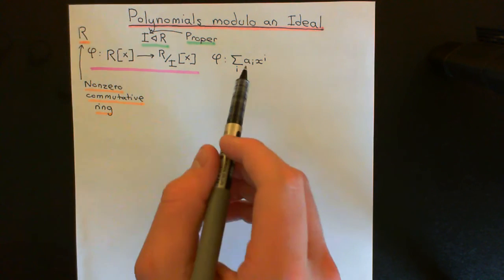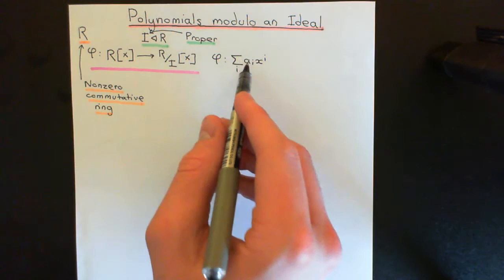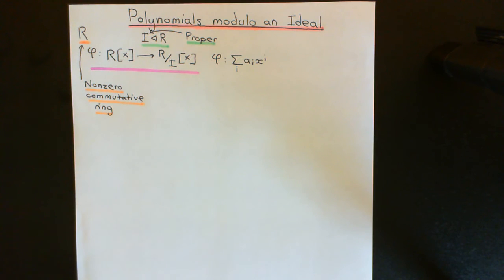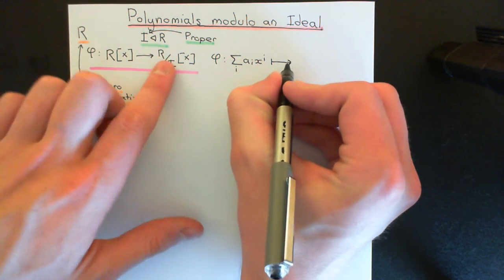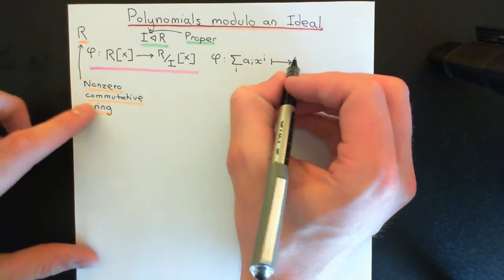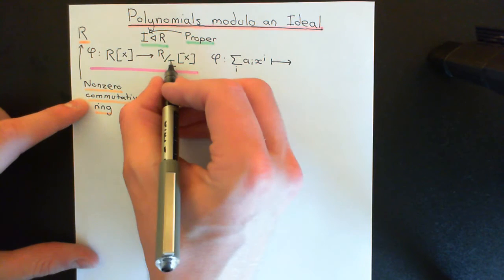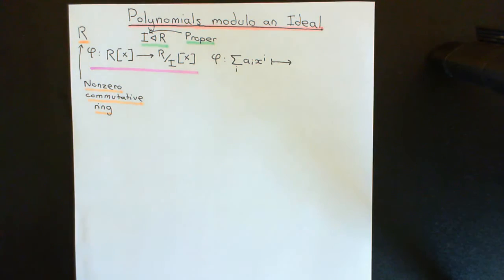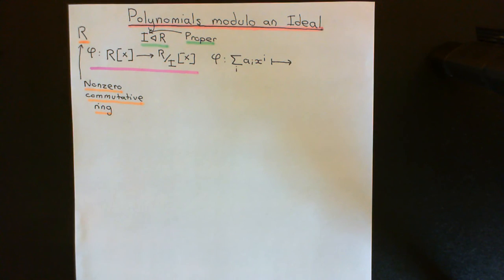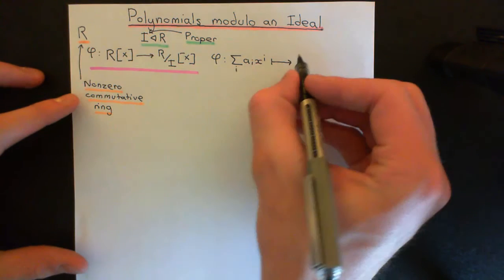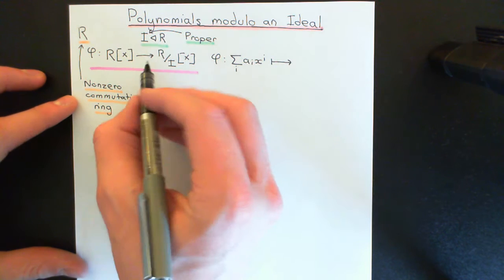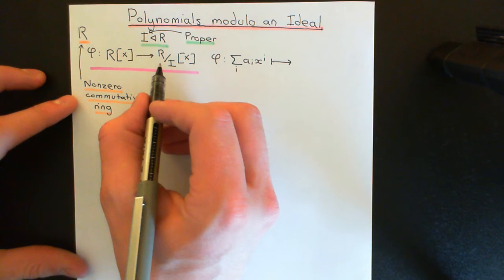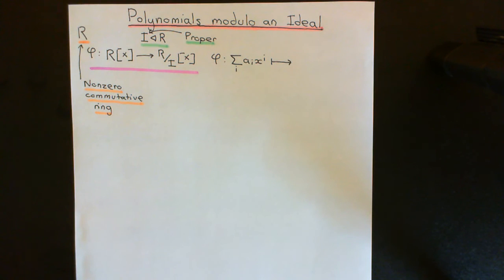So we've got an arbitrary polynomial here, and of course all of these coefficients are from the ring capital R. Where is this polynomial going to be sent by phi? It's going to be sent onto a polynomial in R quotiented out by I, adjoin X, so the polynomial ring where the coefficients are in this quotient ring. We're just quite simply going to send all of these coefficients onto what they are in the quotient ring R quotiented out by I.